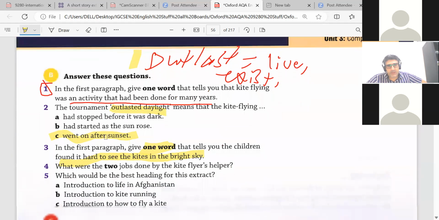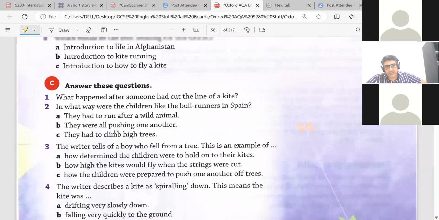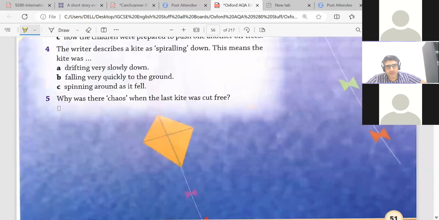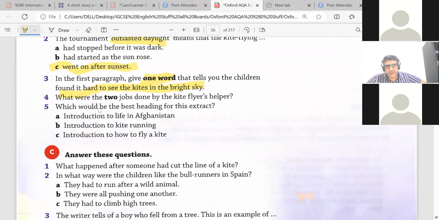And this is the last question. Task C questions, this is your homework. Okay, here you have 5 more questions. You can do them as homework. Let's finish exercise 2. Exercise 4. What were the 2 jobs done by kite flyer's helper?